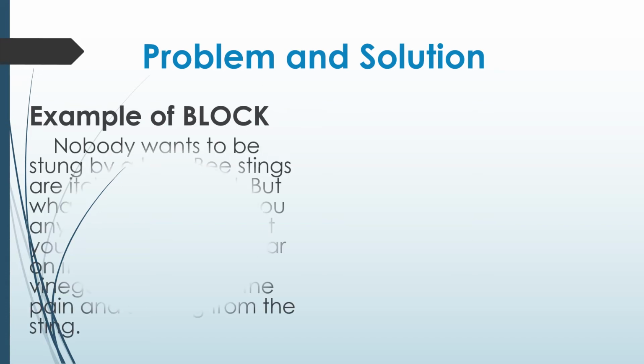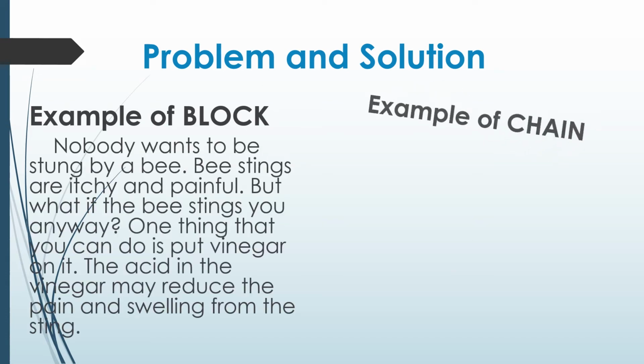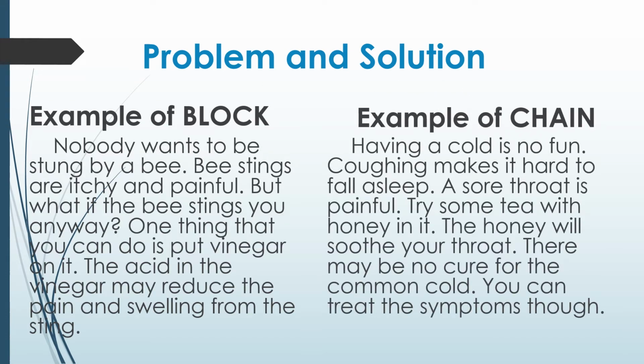Now let us break down an example for block and chain. Let's first look at an example of block. Nobody wants to be stung by a bee. Bee stings are itchy and painful. But what if the bee stings you anyway? One thing that you can do is put vinegar on it. The acid in the vinegar may reduce the pain and swelling from the sting.